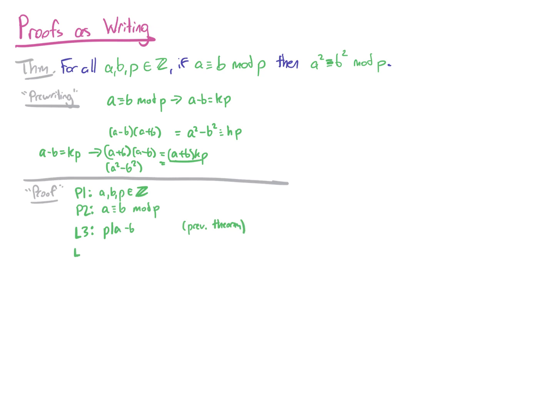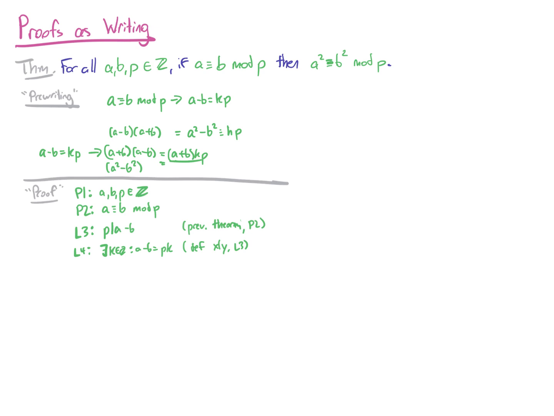Next, and I should always say what line or premise I'm using here, so that's a previous theorem with P2. Okay, next, line 4. If I know that p divides a minus b, I know by definition that means that there's a k in the set of integers such that a minus b equals p times k. So this is the definition of x divides y with L3.